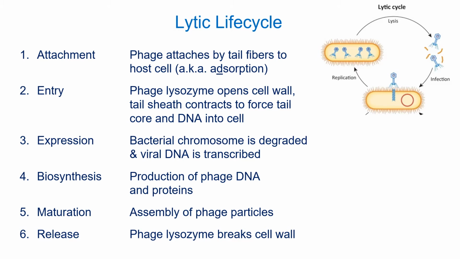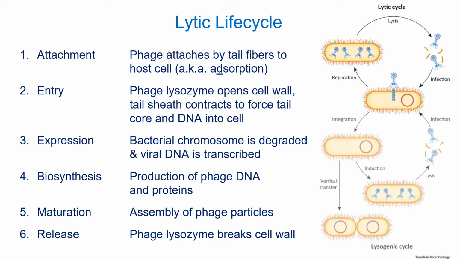Next, we have biosynthesis, and this is where those viral messenger RNAs are going to be translated and used to make protein. During maturation, those bits and pieces, the DNA, the capsid, the tail sheath, etc., are all going to be assembled. And then finally, the lysozyme that was coded for by the phage DNA is going to be used to break down the cell wall, and we may have as many as 200 or 300 virions leaving the cell as the cell is broken down. So that's one way that phages can reproduce, but there is another, and that's something known as the lysogenic cycle.